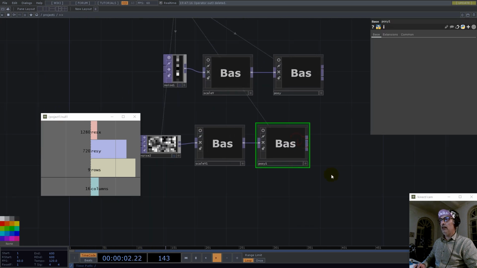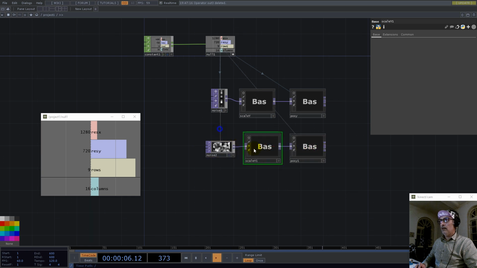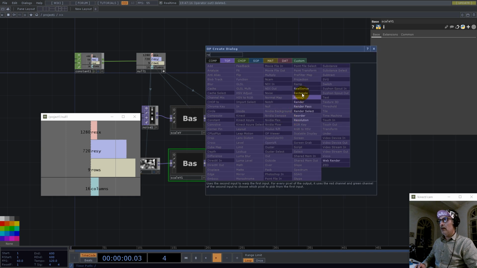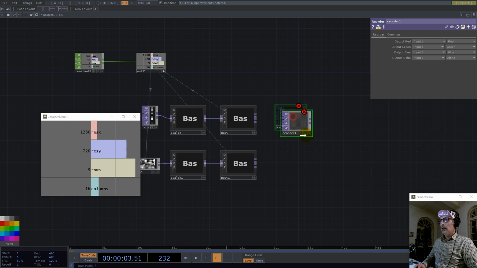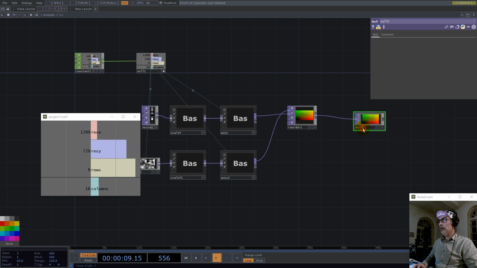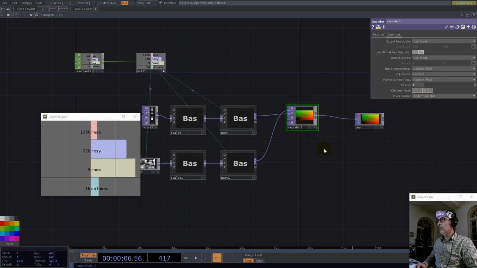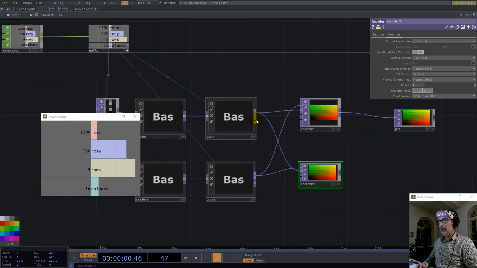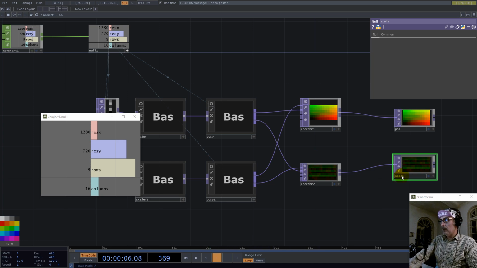Okay, now let's go outside and use two reorders. Okay, so reorder. And for this one, we go with position X, position Y. This takes input 2 for green and is RG. Okay, and let's have a null and we rename this position. And the same reorder takes scale X and scale Y. And null, this is scale.